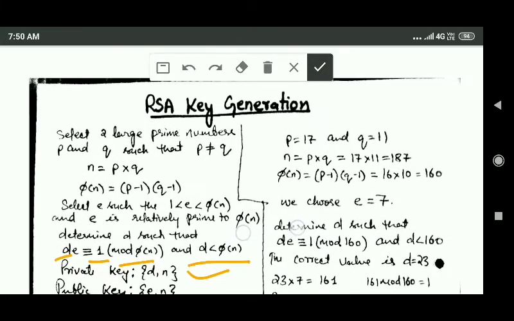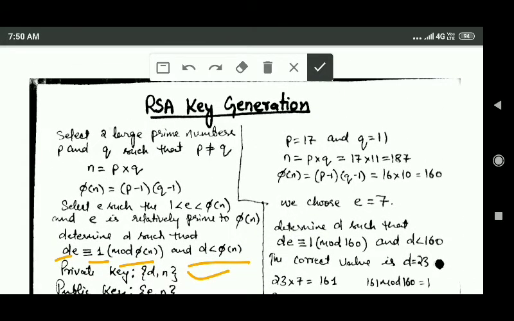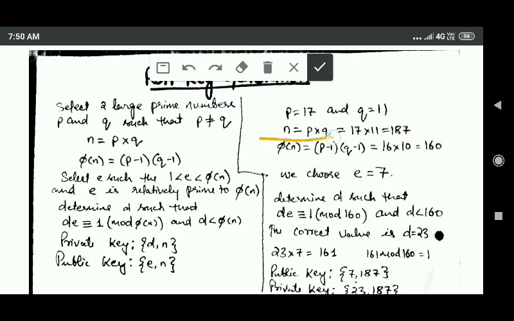Now let us see an example of how these keys are generated in the RSA algorithm. The first step is to select two prime numbers which are not equal. So we have selected these two prime numbers, p is equal to 17 and q is equal to 11. Now n is the product of p and q, so n will be the product of 17 and 11, and it is equal to 187. Now we have to evaluate phi n. Phi n will be the product of p minus 1 and q minus 1, so it will be the product of 16 and 10, and it is equal to 160.